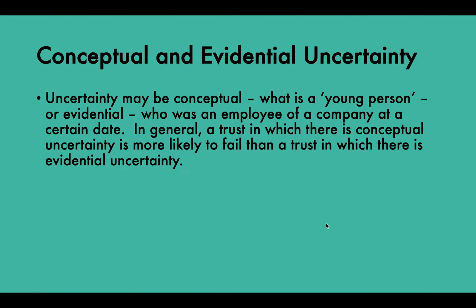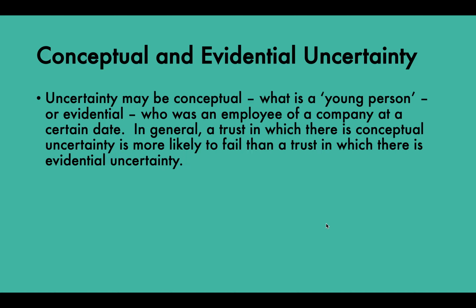So conceptual and evidential uncertainty are our first 2 types of uncertainty that I just mentioned a second ago. Uncertainty may be conceptual, so what is a young person, or evidential, who was an employee of a company at a certain date. In general, a trust in which there is conceptual uncertainty is more likely to fail than a trust in which there is evidential uncertainty. So the issue of conceptual uncertainty is the most fundamental in the validity of a trust or a power.